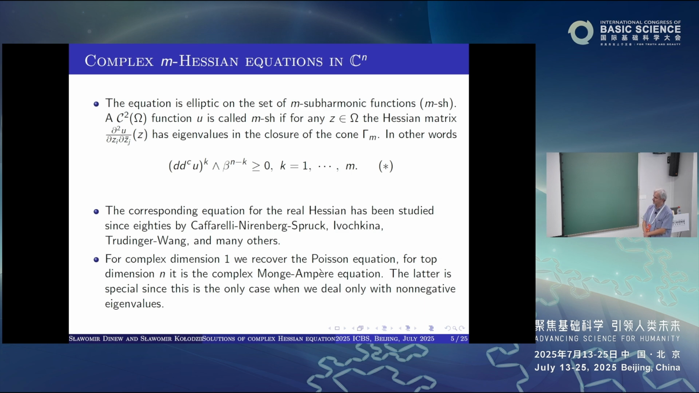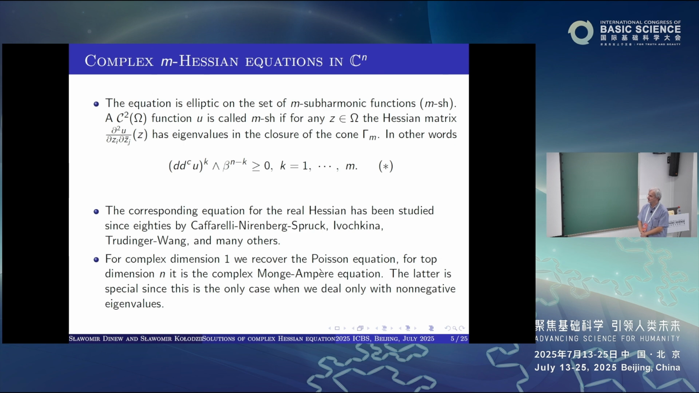And they solved the Dirichlet problem for positive smooth data. Ivochkina had some important a priori estimates, and Trudinger and Wang also considered weak solutions, not necessarily smooth, in this context, trying to do something similar to pluripotential theory in complex variables.